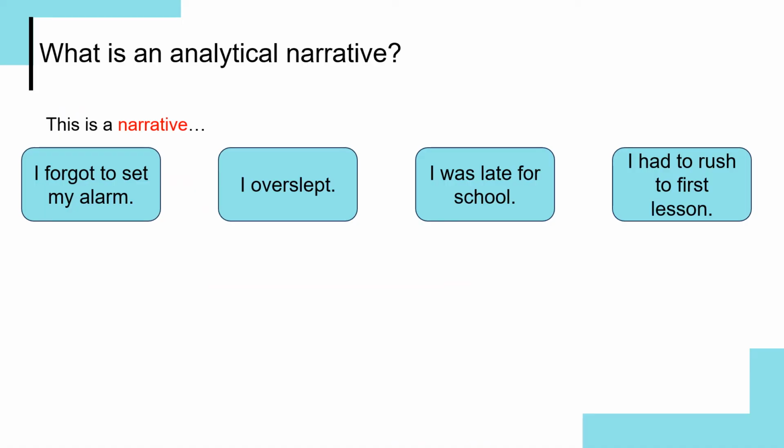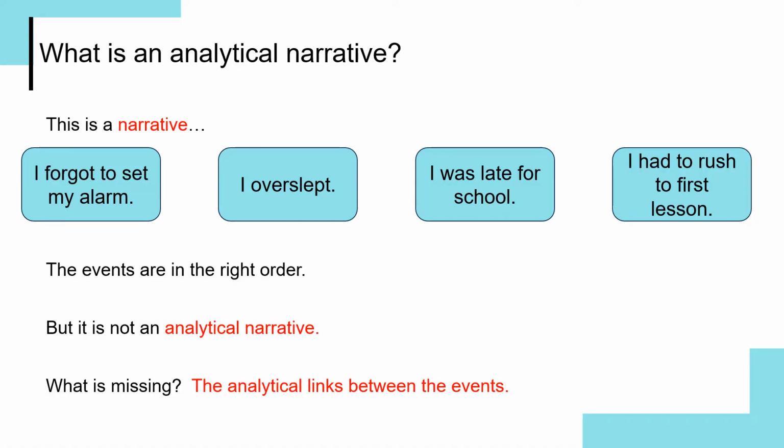What is an analytical narrative? Well, in this non-history example, see this narrative. The events are in the correct order, but are not linked. Therefore, it is not an analytical narrative, and what is missing is the links between these events.